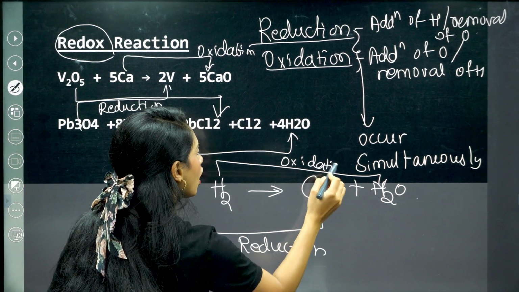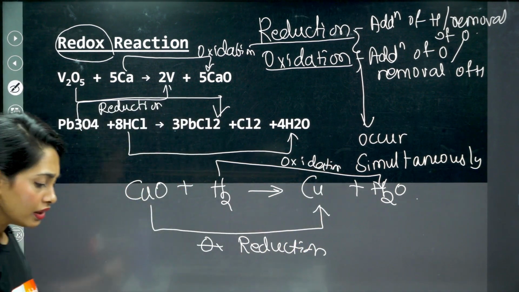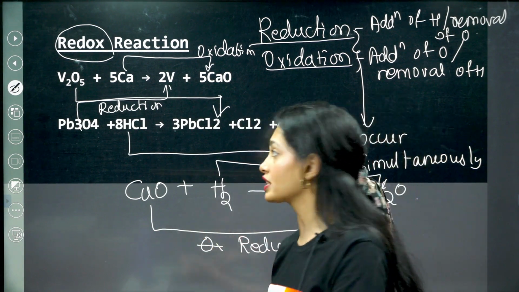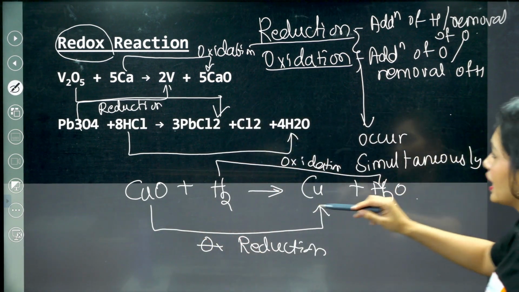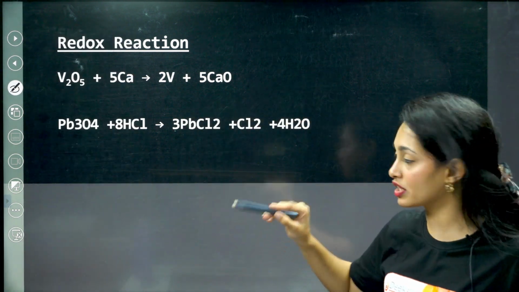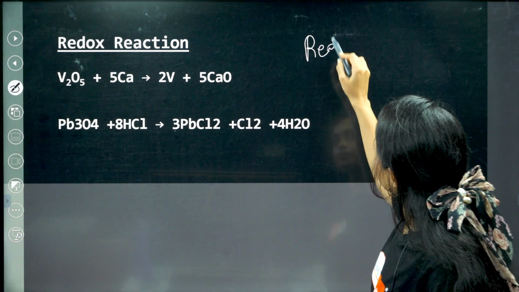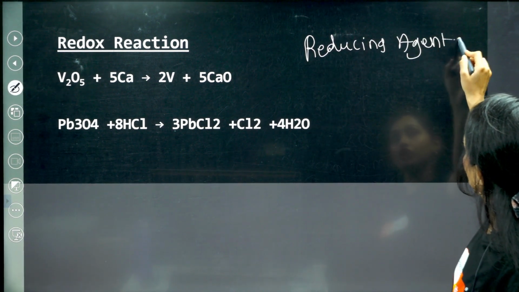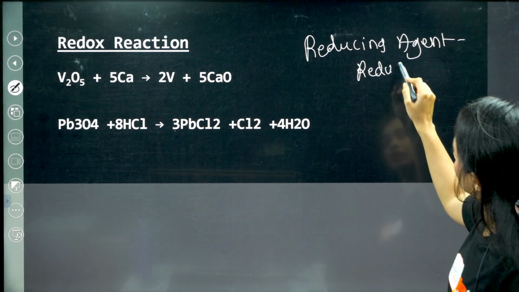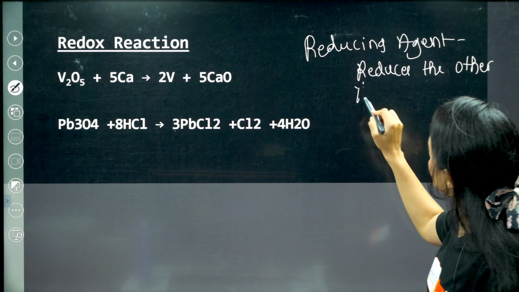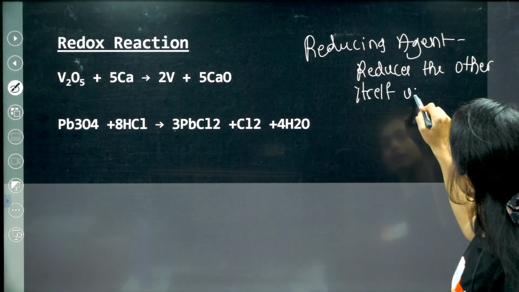hydrogen is undergoing oxidation. There is also one more concept in the same topic, reducing agent and oxidizing agent. So what is a reducing agent? Now that we have studied reduction and oxidation, let's see reducing agent. A reducing agent is a substance which reduces the other, itself undergoing oxidation.